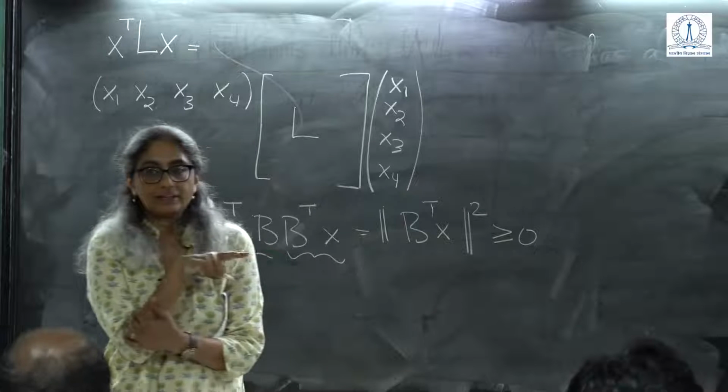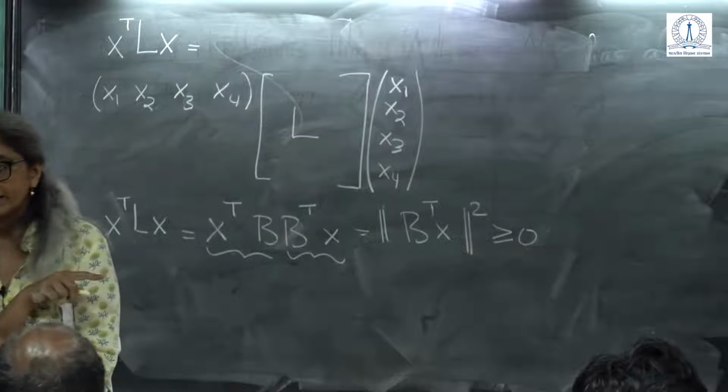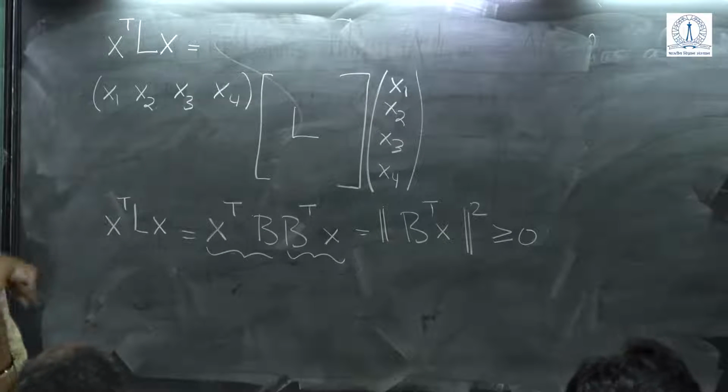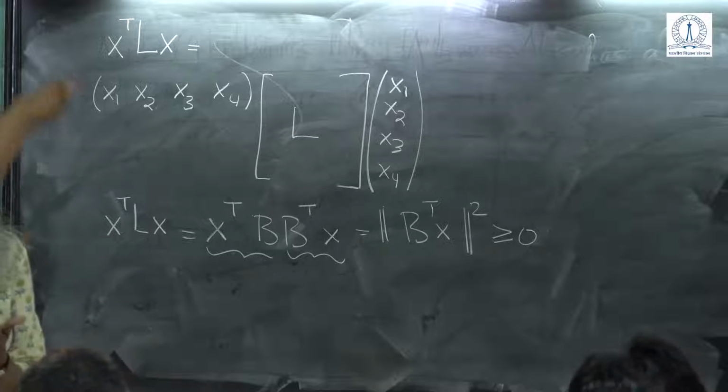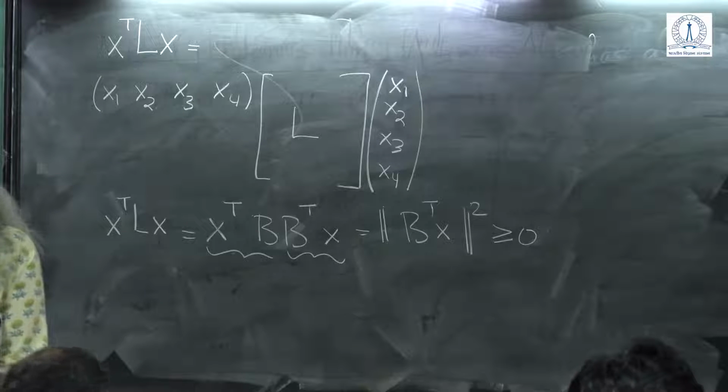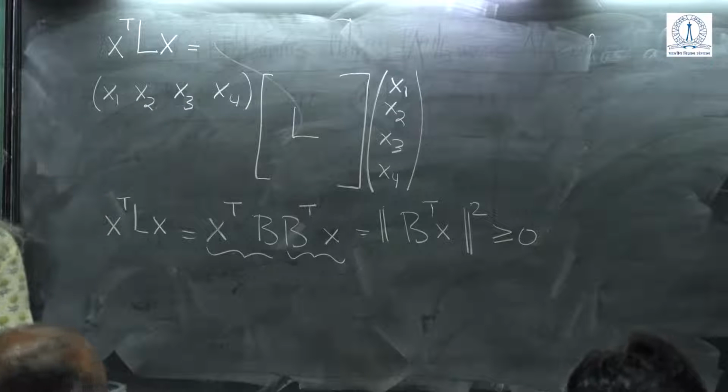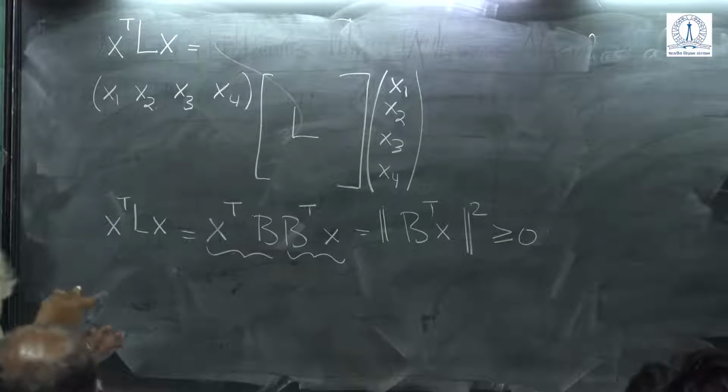So if you can factor like that, then the quadratic form is non-negative. Quadratic form being non-negative is the definition of PSD. So this is one direction of a proof that tells you if you have property 2, then you have property 3, okay? So it's non-negative.